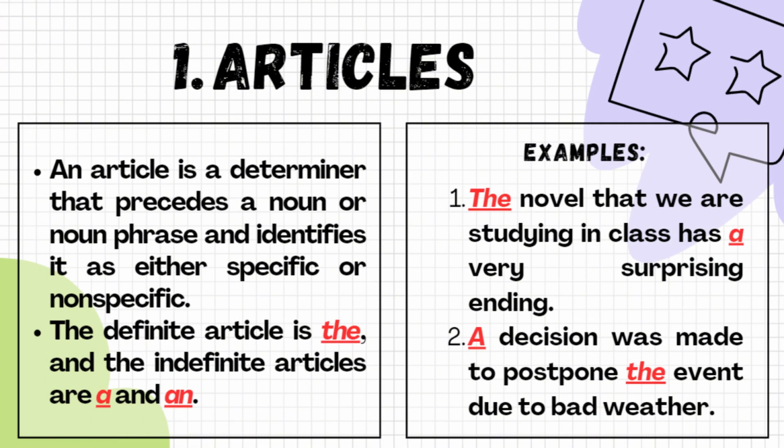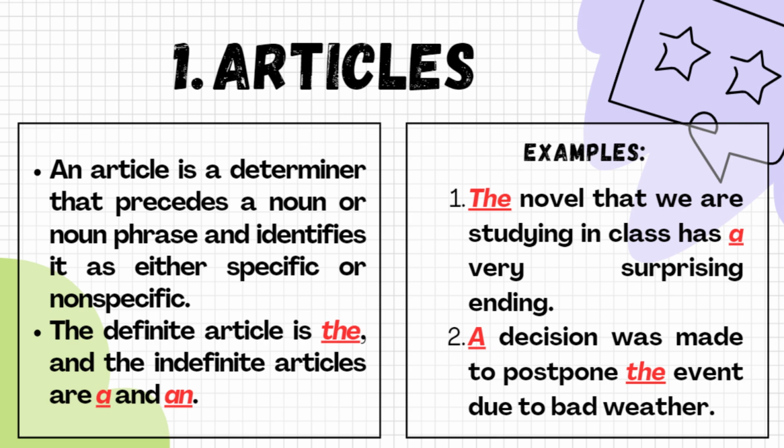First, articles. An article determiner is a word that comes before a noun or noun phrase, indicating whether the noun is specific or general. The definite article the points to a specific noun, while the indefinite articles a and an refer to any noun from a general category. In the first example, the novel that we are studying in class has a very surprising ending.